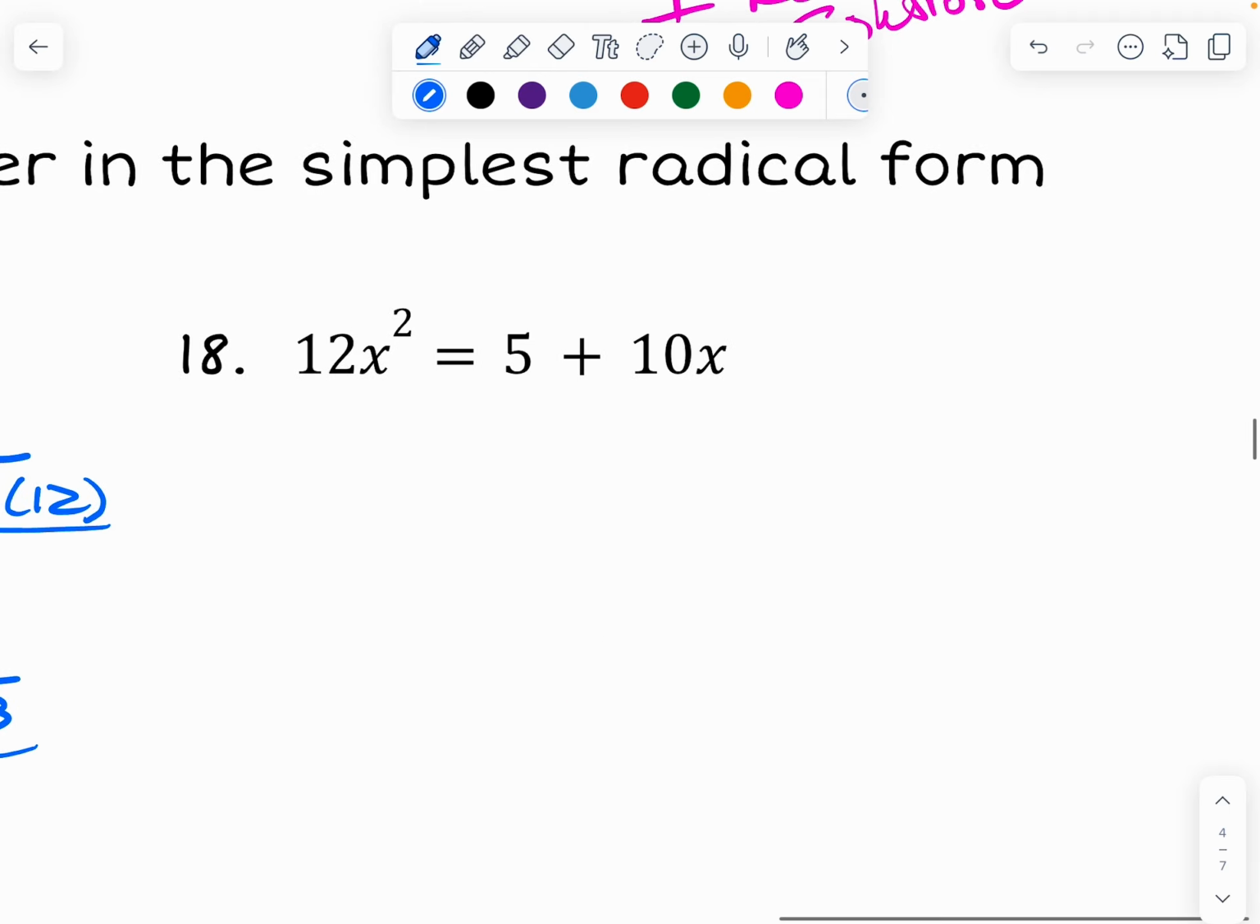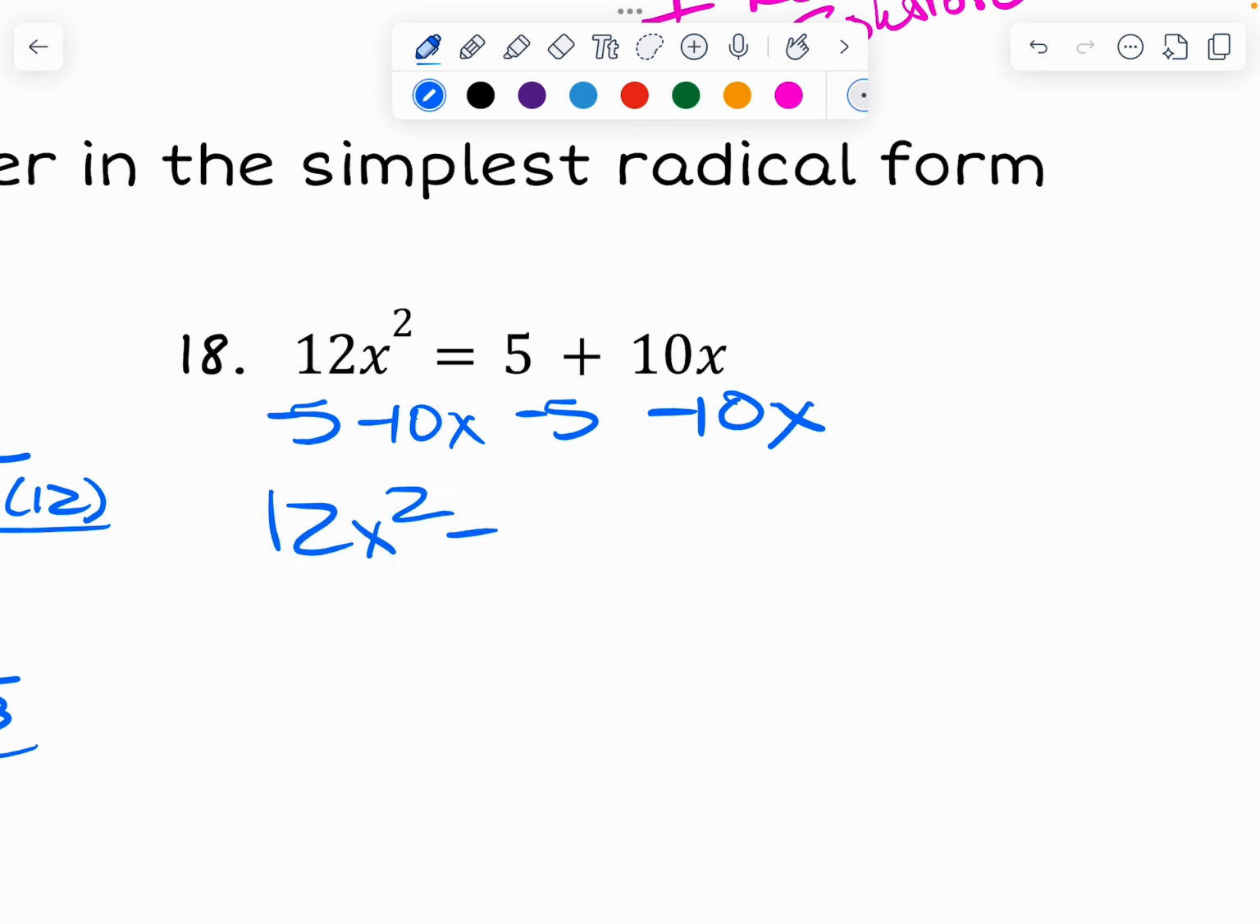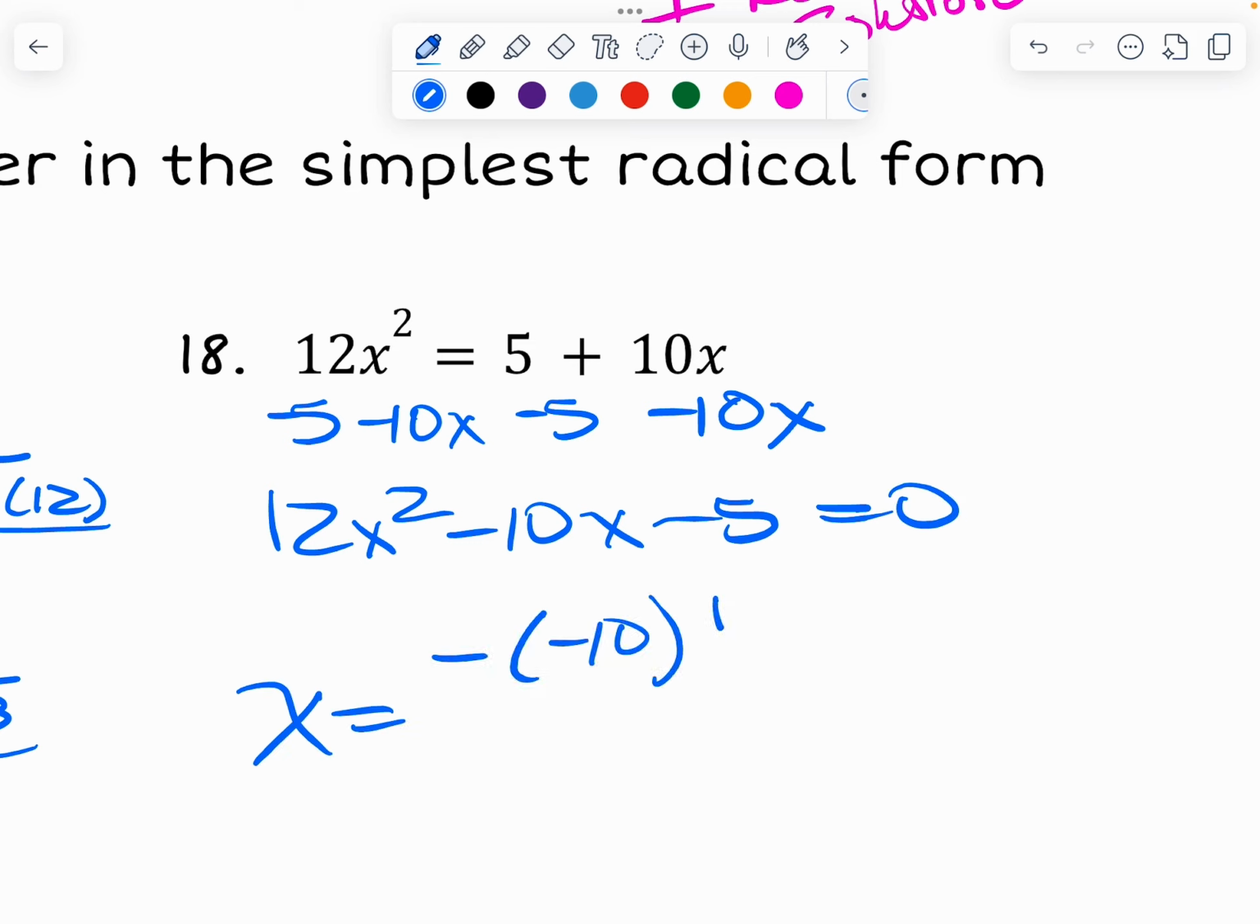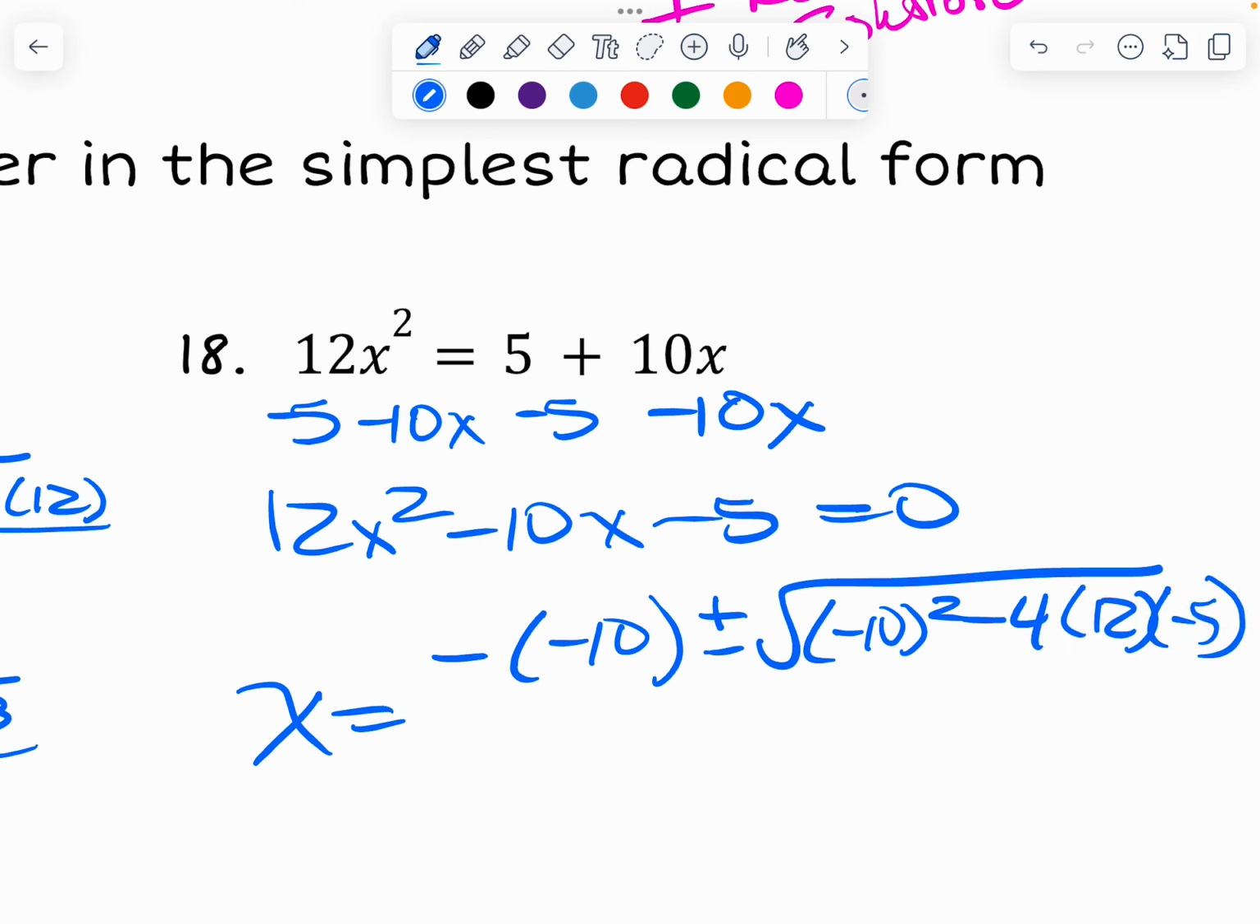This next one, I'm going to move the 5 over, move the 10x over, get 12x squared minus 10x minus 5 equals 0. So x equals negative b plus or minus the square root of b squared minus 4ac, all over 2a.